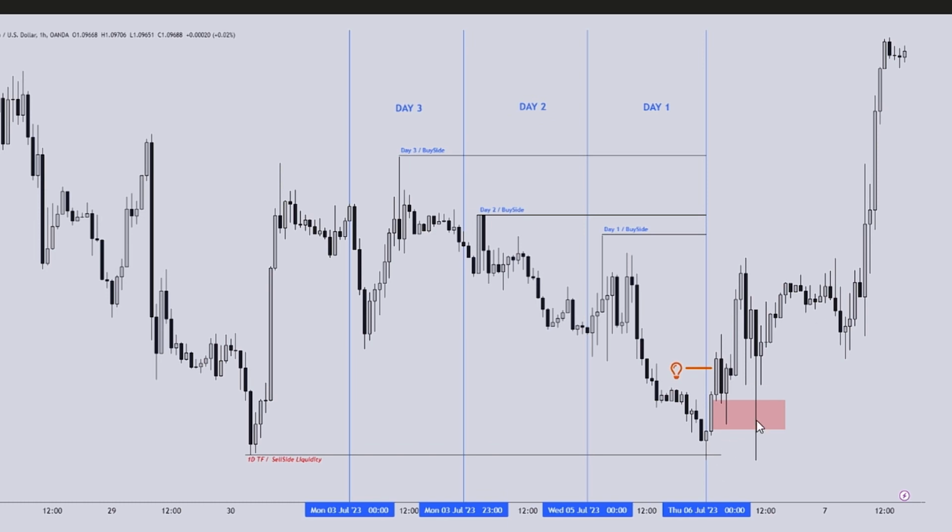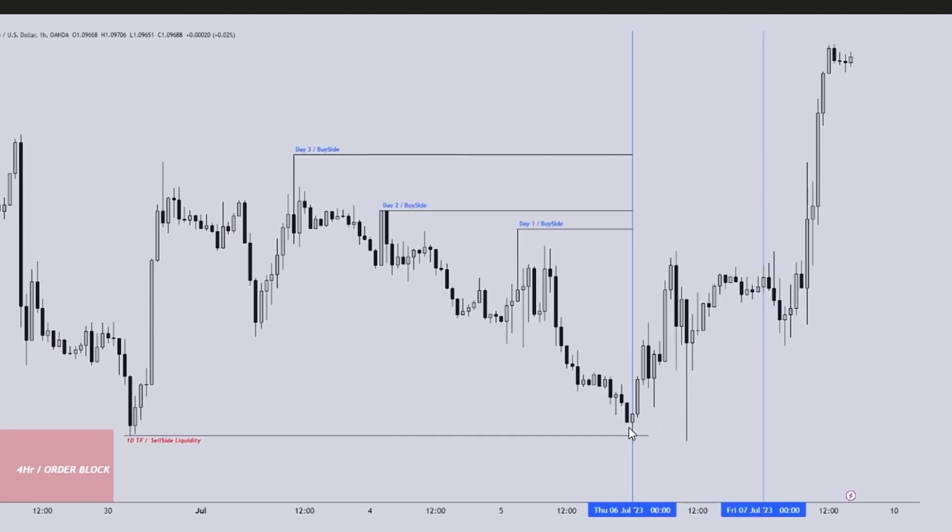But both setups that are given within this 2-day range right here, and we can tell that this is a 2-day range when we utilize the power of 3 profile. In other words, this is our 2-day range. This is day 1, day 2, 6 July, 7 July 2023. Midnight open is right here, and midnight open is right here.